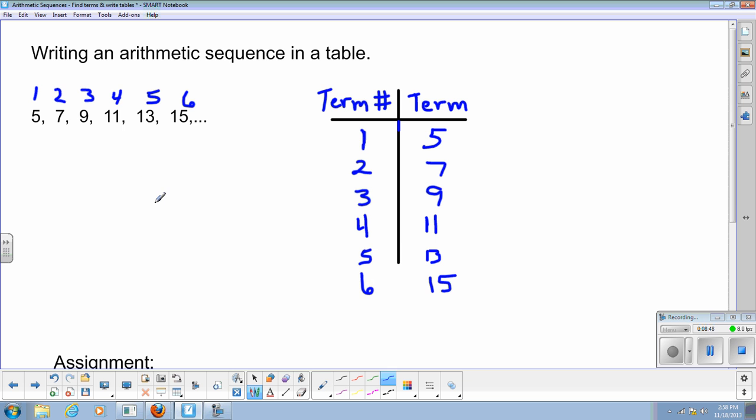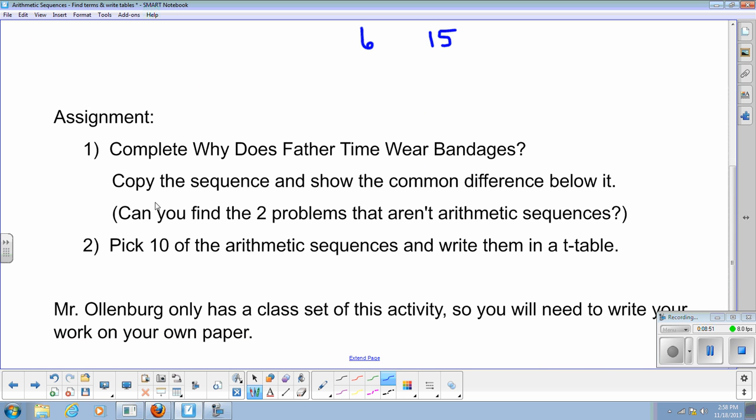All right, so what do I want you to do to work with this? Well, I have a sheet that I want you to do. It's called Why Does Father Time Wear Bandages? What you'll need to do is copy the sequence that you see and show the common difference below it. There will be 2 problems that are not arithmetic sequences. See if you can figure out which 2 those are. After you finish that, I want you to pick 10 of those arithmetic sequences. There's actually 17 problems on the paper, so 15 of them are arithmetic sequences. Take 10 of them, which 10 is entirely up to you, and write them in a t-table. If you have any questions, please feel free to ask me, and I'll be happy to help you.